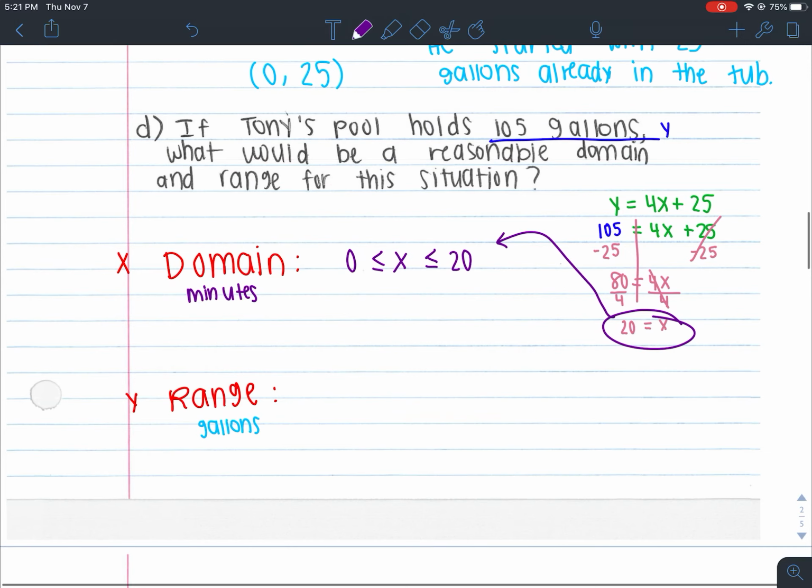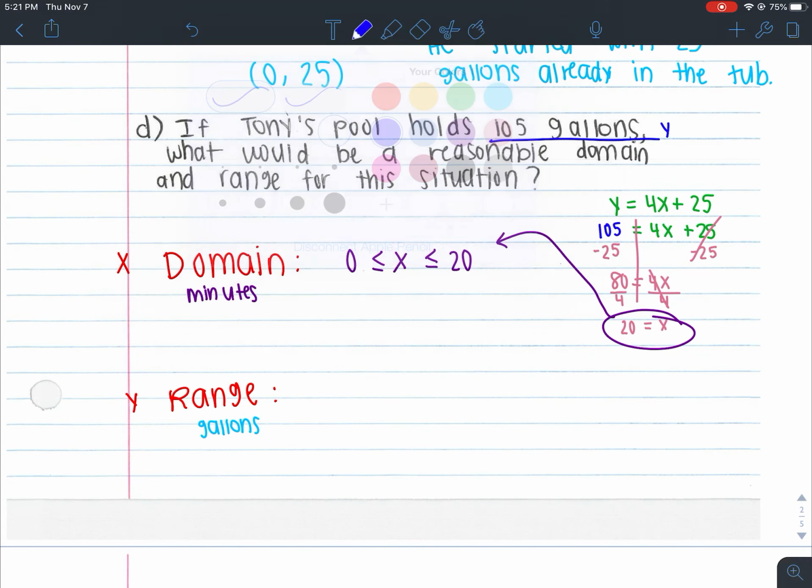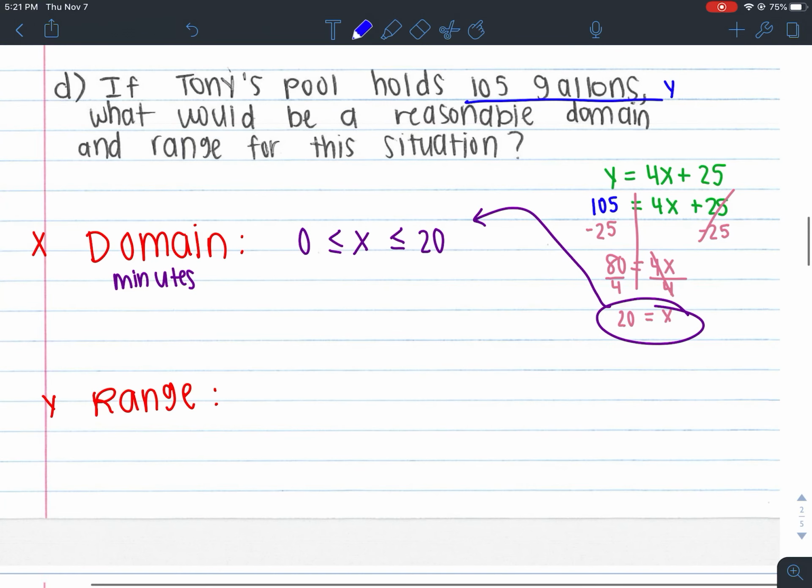Okay. Now let's talk about our range. Well, our range is our gallons, right? Well, what's the least amount of gallons? Now, I know you want to say 0, but your pool started with already 25 gallons. Because you already started with 25, that's the least amount because you already had 25 gallons in that pool, okay?